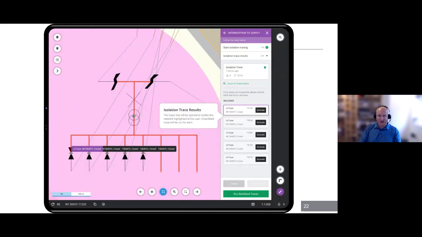Now, obviously, the isolation points are the high voltage fuses at the top side and the feeding arrangements at the bottom. But what this now allows us to do is run the potential backfeed traces to see how we can resupply all the customers that are being affected.